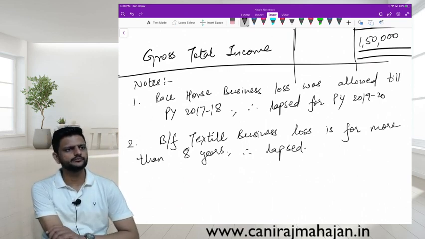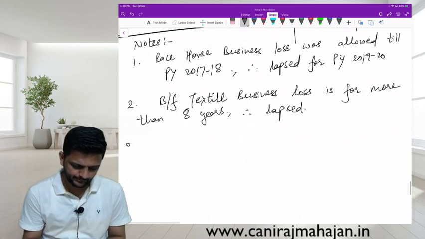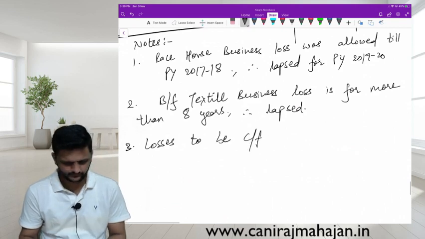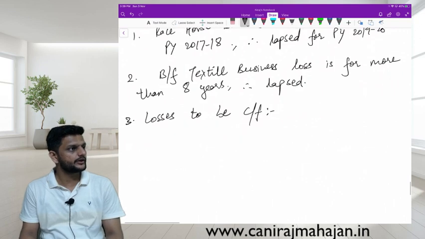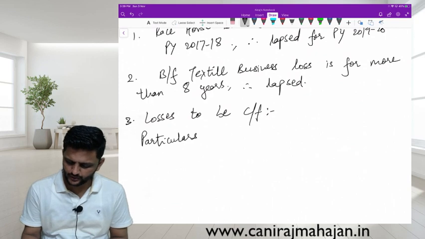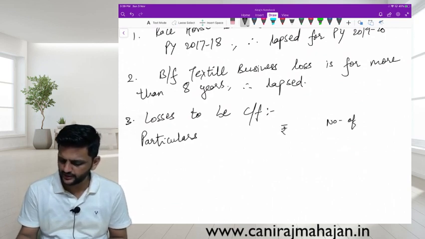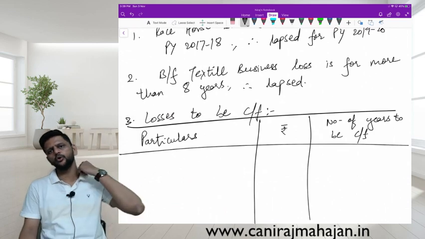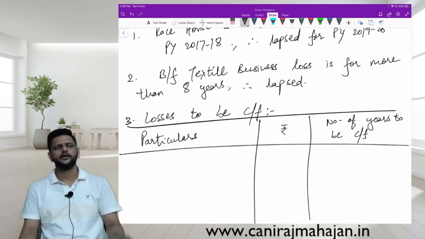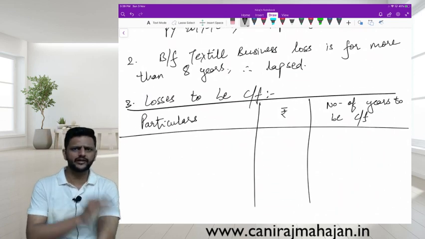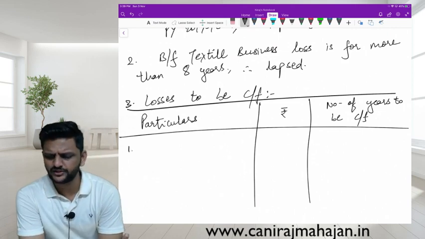Are there losses to be carried forward? Yes. Losses to be carried forward. 3 losses. So particulars, rupees, number of years to be carried forward. Always check, if at all in doubt, always check again from the back from the question and focus on loss and then check whether the loss is set off or not. So balance will be carried forward or whatever adjustment will happen. Go in the question, check.